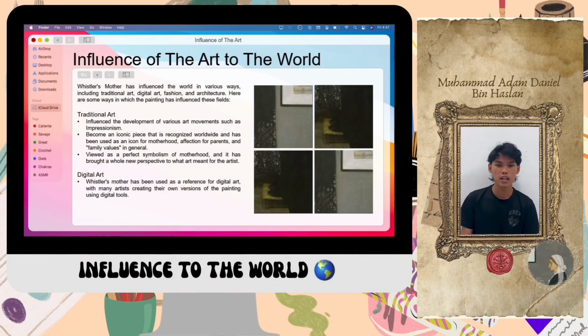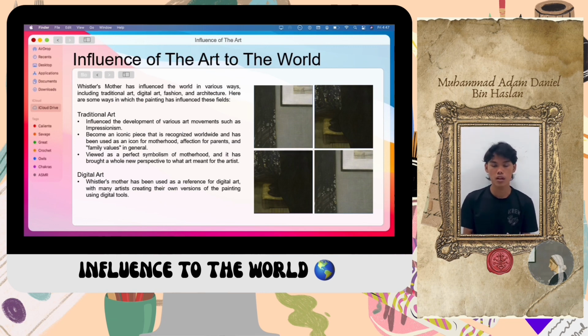Next, we're going to take a look at the influence of the painting on the world in terms of traditional art, digital art, fashion, and architecture. So let's now talk about traditional art. The painting itself has influenced the art movement called Impressionism. The painting also symbolized the perfect symbol of motherhood and traditional family values, as I said earlier. The painting has changed what art meant to the artist back when traditional art was around.